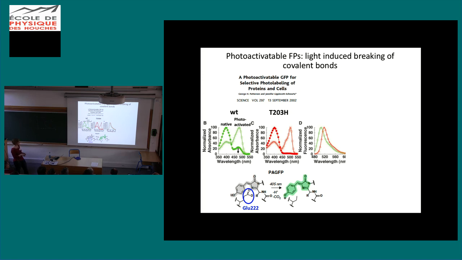So they actually found a single mutation, this T203H, enabled them to decrease this in the native state such that only upon photoactivation did you see this peak at 488. There was also a slight redshift in the emission. And it was discovered that this was due to decarboxylation of this glutamate 222, shown here. So upon 405 nanometer excitation, you lose carbon dioxide and a proton, and you generate what we think of as the GFP chromophore that absorbs 488.